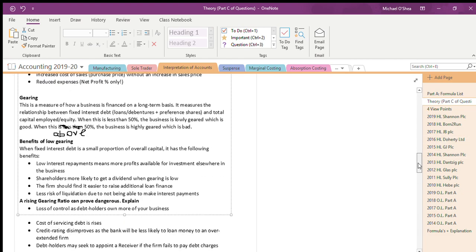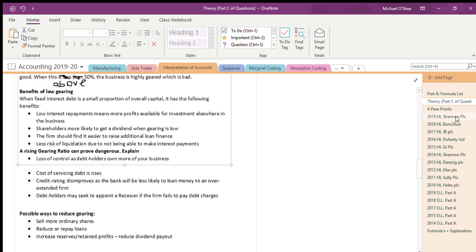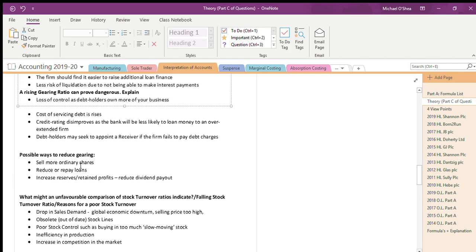So obviously this is just more or less the inverse, the opposite of it. We were asked as well for possible ways to reduce gearing. So, sell more ordinary shares. Therefore, more of your company will be financed by shareholders investing, and therefore you'll have more control rather than the banks owning more of the business through loans. You'll have more of your ordinary shareholders owning the business.